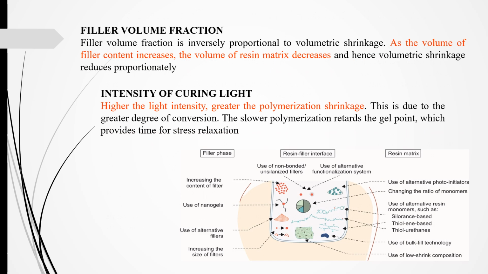So coming on to filler volume fraction. Filler volume fraction is inversely proportional to volumetric shrinkage. As the volume of filler content increases, the volume of resin matrix decreases, and hence volumetric shrinkage reduces proportionately. Coming on to intensity of curing light, the higher the light intensity, the greater the polymerization shrinkage. This is due to the greater degree of conversion. The slower polymerization retards the gel point, which provides time for stress relaxation.